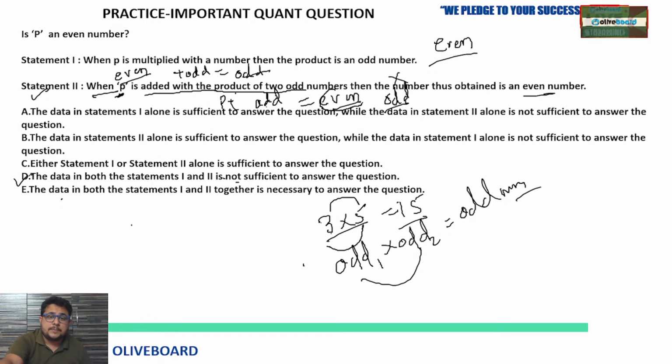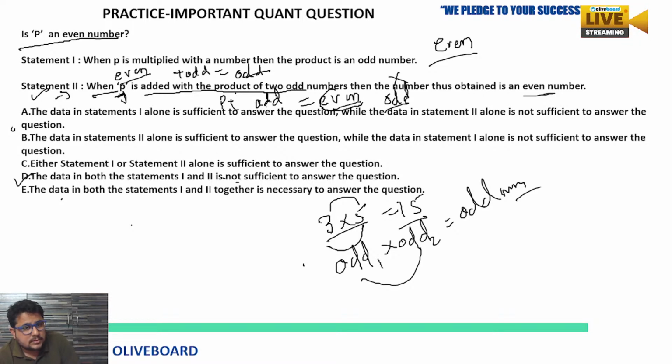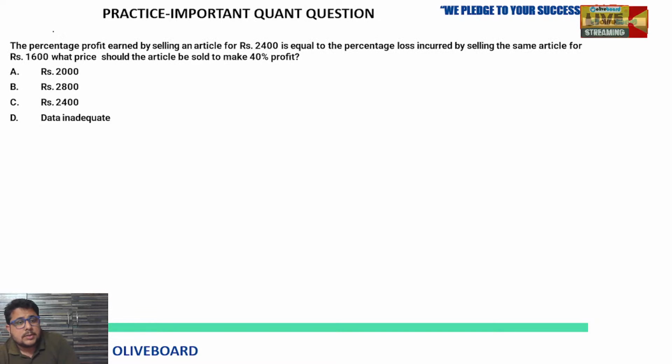I hope it is completely clear to all of you how we have observed this. We are not getting our answer, right? The data given in statement second is telling us something else, that is not sufficient to prove this. It is telling us that P is an odd number, and we are looking for even. So the data is not sufficient here. Not sufficient. Now, next question.